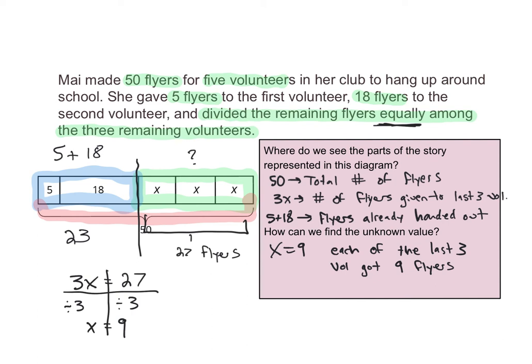And there are multiple ways. You can also write an equation. You could say, well, I have 5 plus 18 plus 3x all equaling 50. And then you could do some solving with that. You'll get the exact same answer. You can do another way. Really, we're just trying to make sense of these situations with a tape diagram. Let's look at one more example.